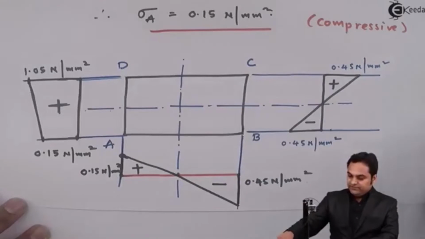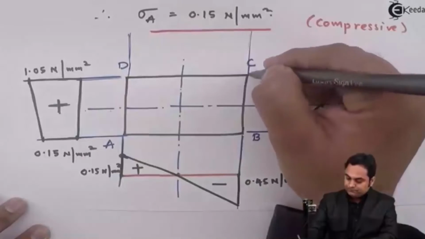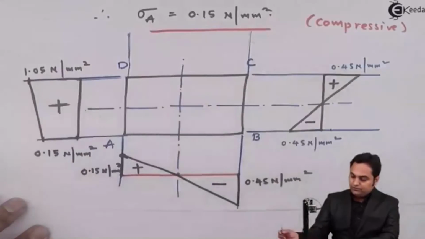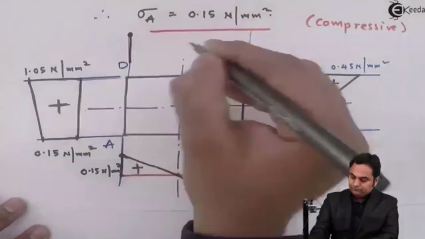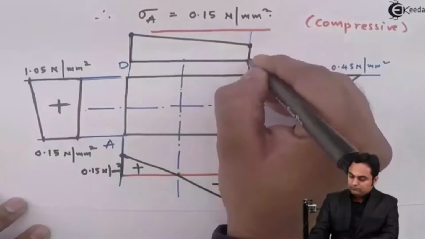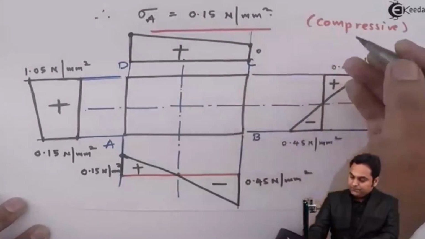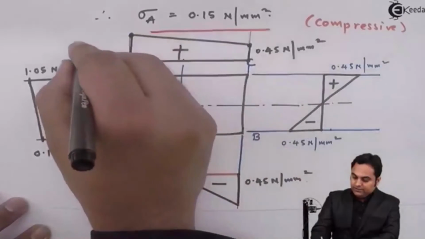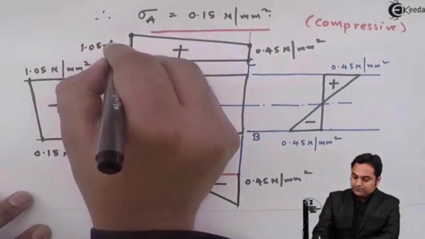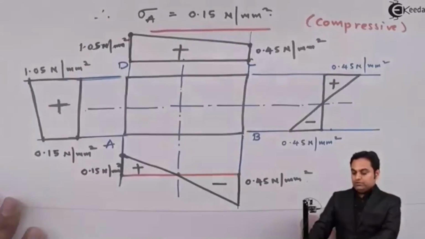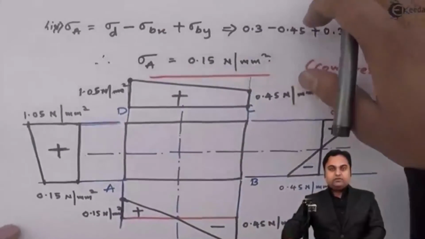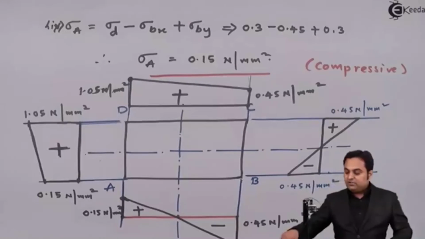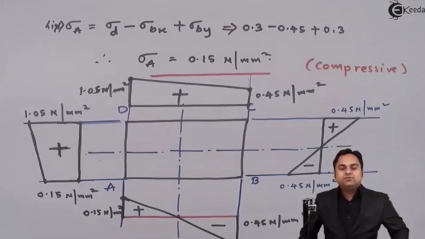At last the face CD. On C it is positive, on D it is more positive, 1.05. At C it is 0.45 Newton per mm square, at D 1.05 Newton per mm square. So here we have shown the effect of load, and with the help of that the stresses on each of the faces, and that was asked in the problem, and with this we complete the question.